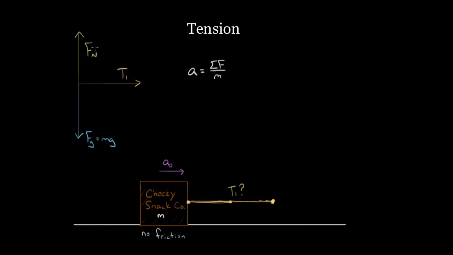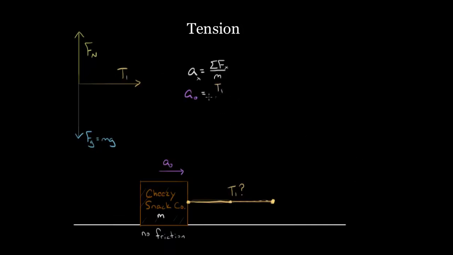Well, I have to pick a direction first. Do I want to treat the vertical direction or the horizontal direction? I'm going to treat the horizontal direction because the tension that I want to find is in the horizontal direction. So my acceleration in this horizontal direction is A0. That's going to equal my net force, and in the x direction I only have one force, this tension force. So the only force I have is T1 in the x direction.